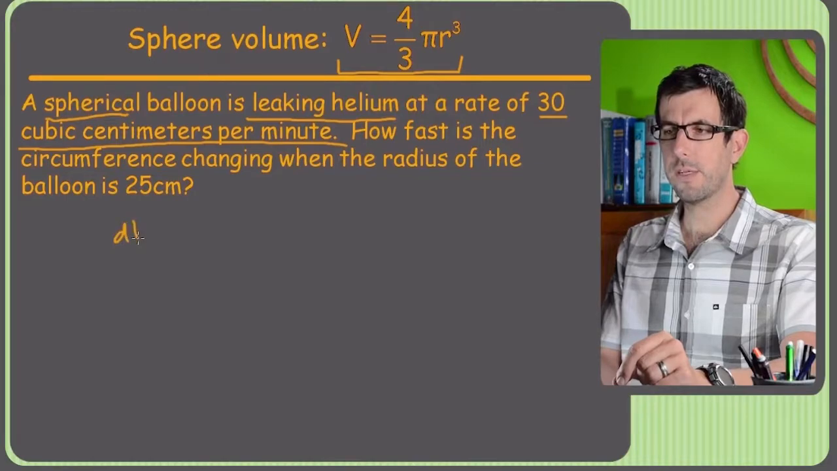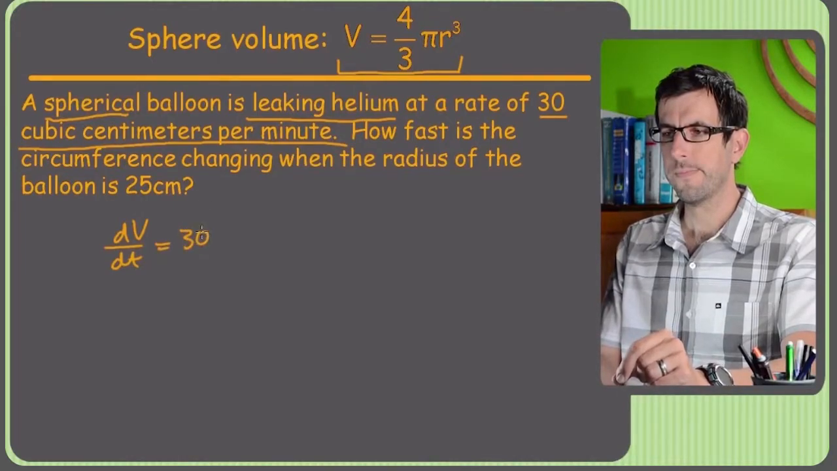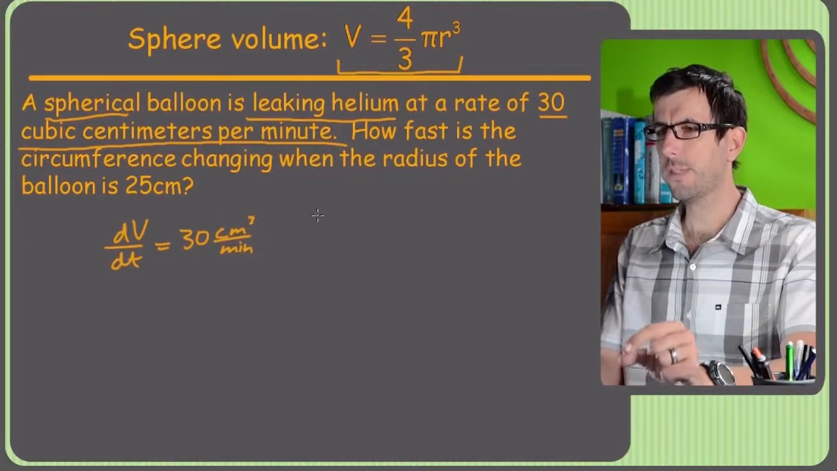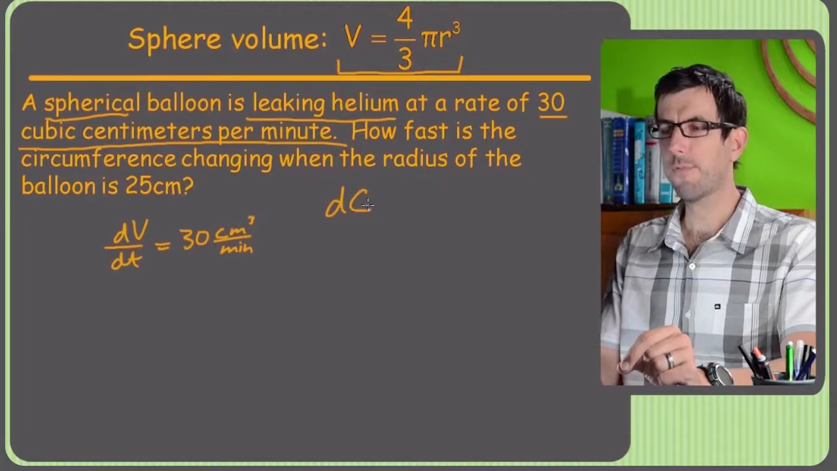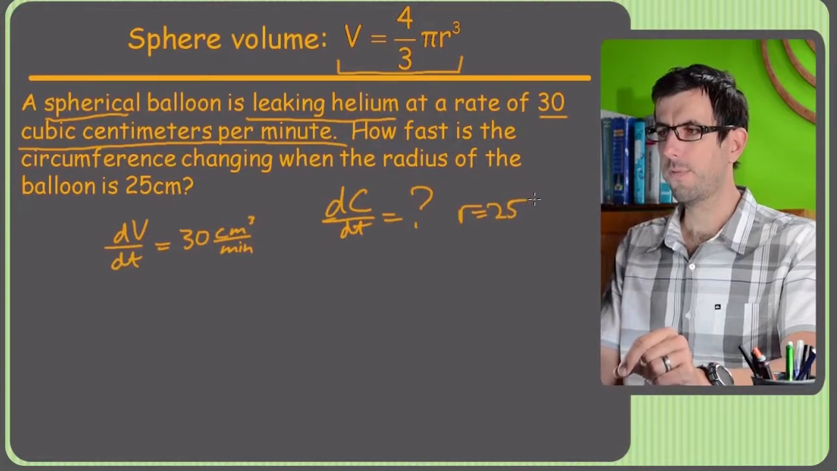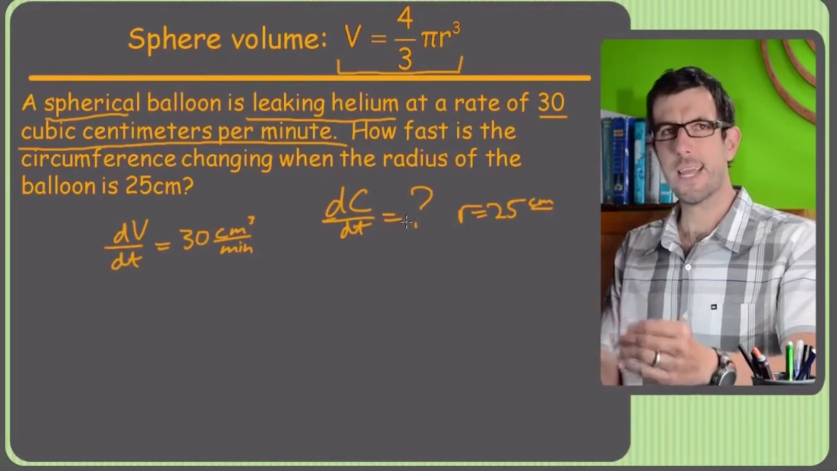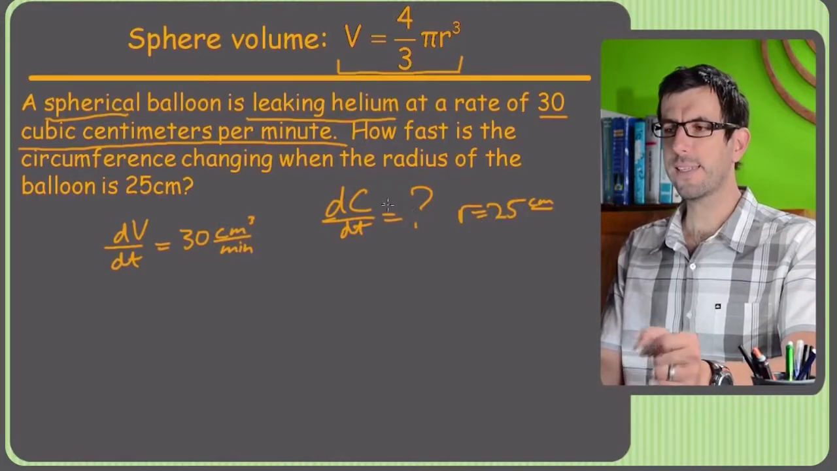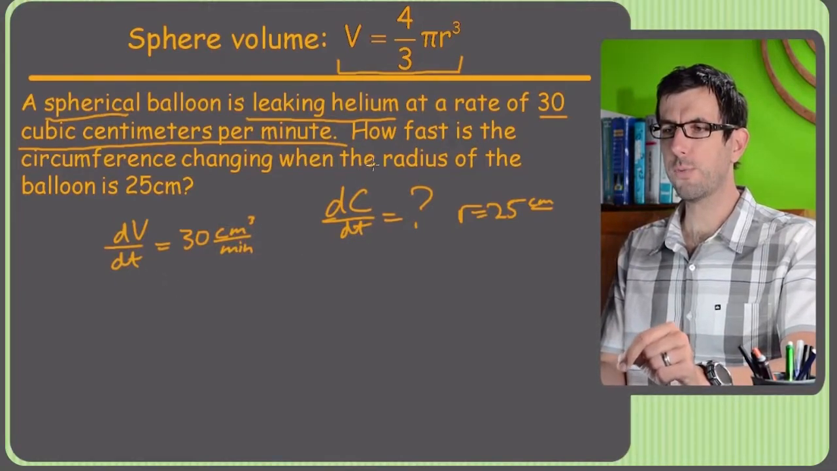So the given there is that the change in volume, the rate of change of volume, is going to be 30 cubic centimeters per minute. Alright, so how fast is circumference changing? Wow. So they're asking for d circumference around the sphere, goes question mark when the radius is 25 centimeters. Wow. Alright, so hopefully everyone is now on the same page on this, where it's like, holy smokes, I've got radius and circumference, not even radius and diameter, radius and circumference. Okay, so how fast is circumference changing when the radius of the balloon is 25?